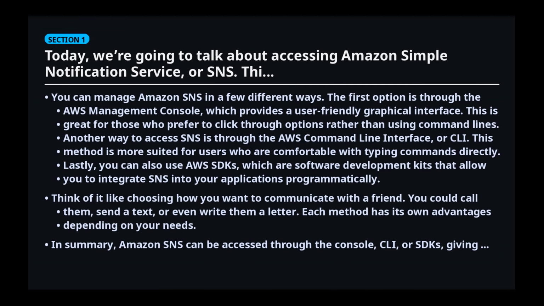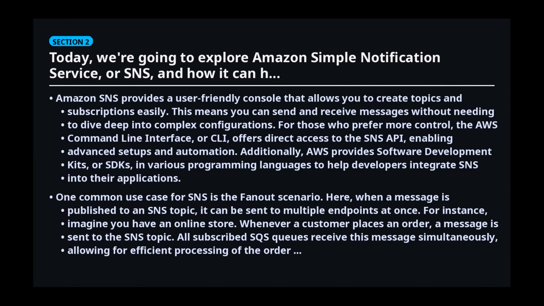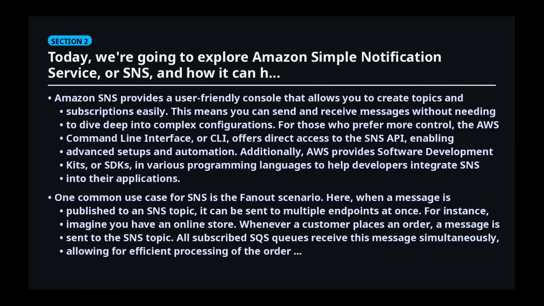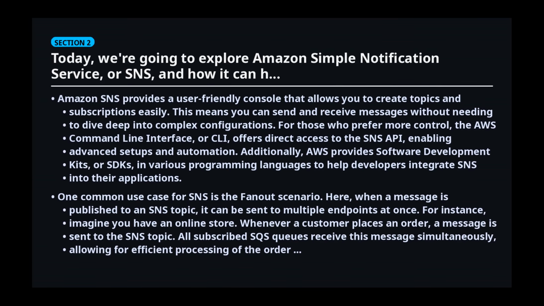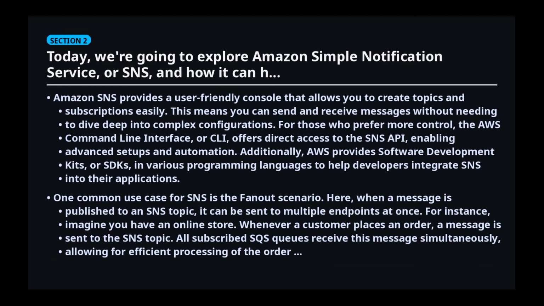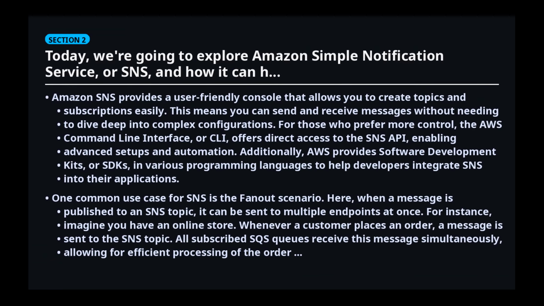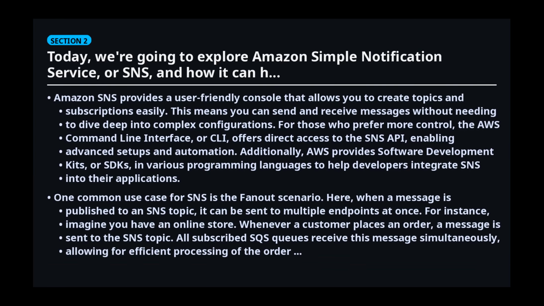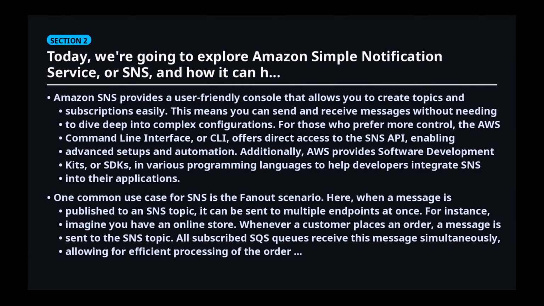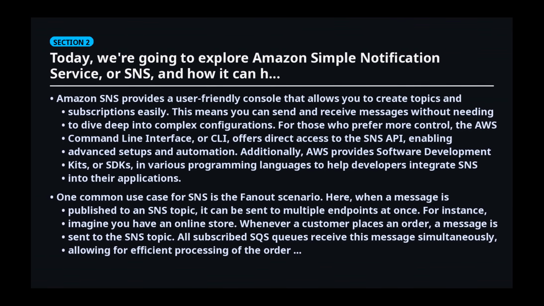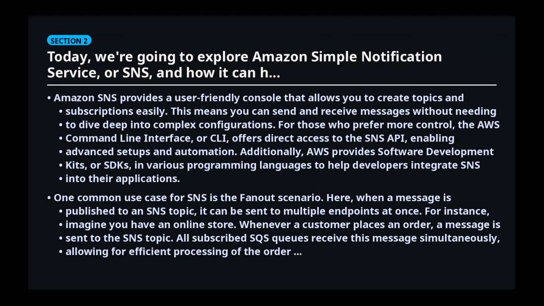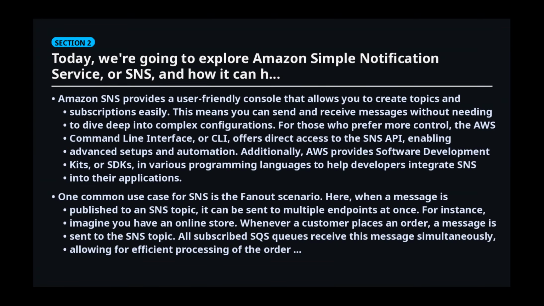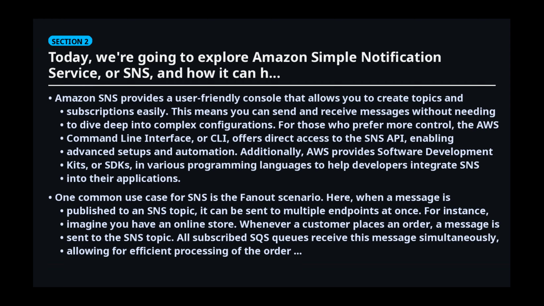Amazon SNS provides a user-friendly console that allows you to create topics and subscriptions easily. This means you can send and receive messages without needing to dive deep into complex configurations. For those who prefer more control, the AWS Command Line Interface, or CLI, offers direct access to the SNS API, enabling advanced setups and automation. Additionally, AWS provides software development kits, or SDKs, in various programming languages to help developers integrate SNS into their applications.